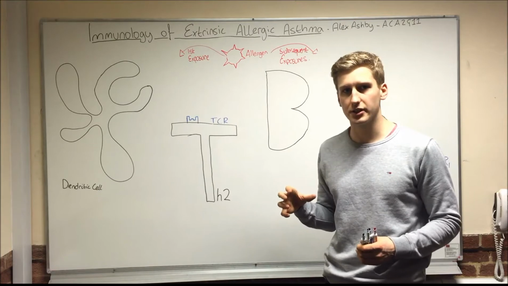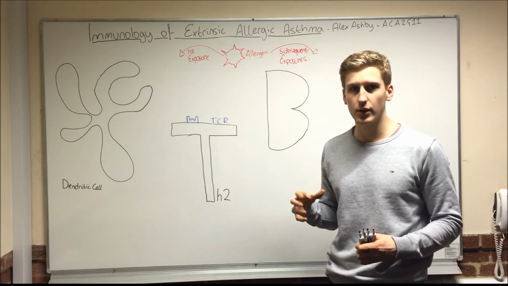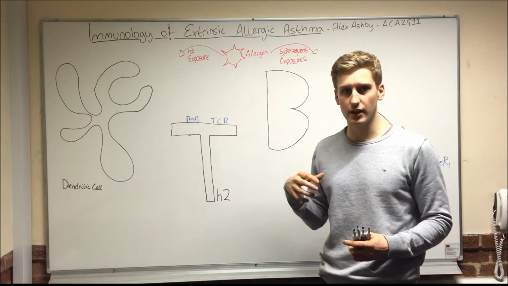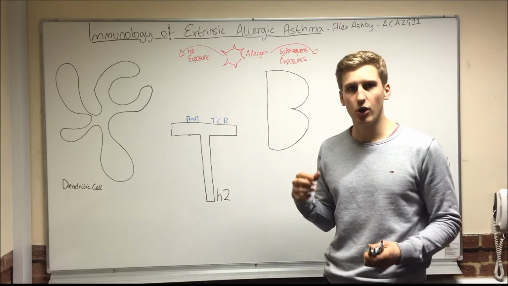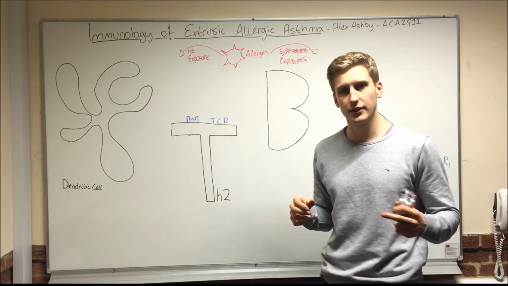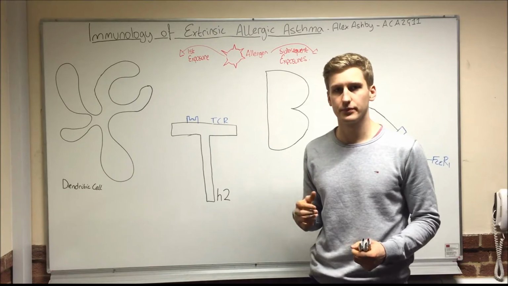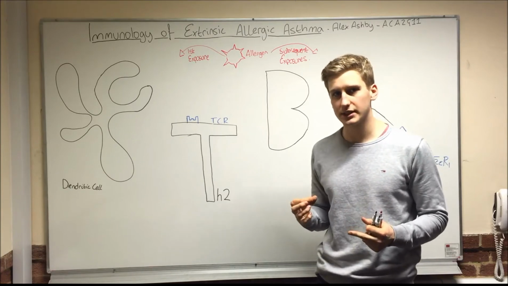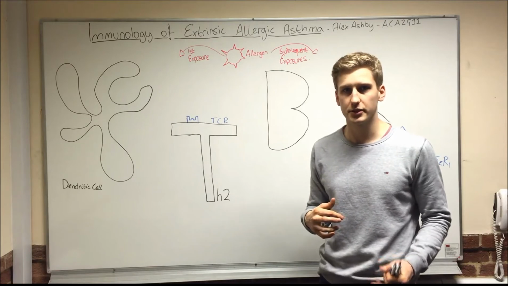The first exposure leads up to everything up to the priming of the mast cell with the expression of IgE, which is specific to the allergen on the surface of the mast cell. The subsequent exposures are all about mast cell degranulation. So we'll start with the first exposure, I'll quickly recap that, and then we'll talk about the subsequent exposures.